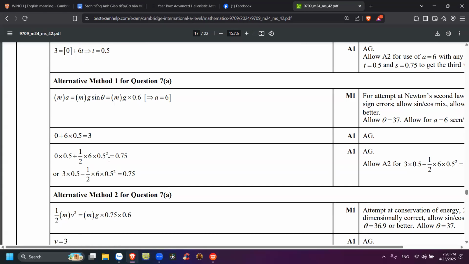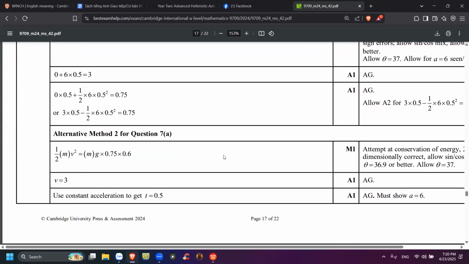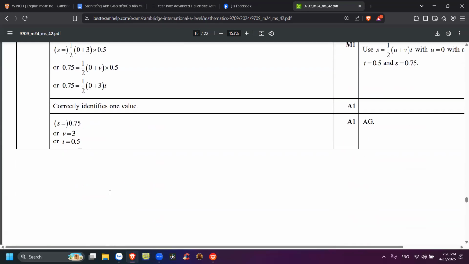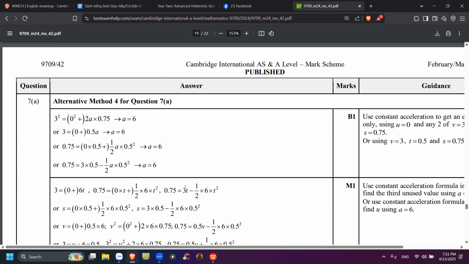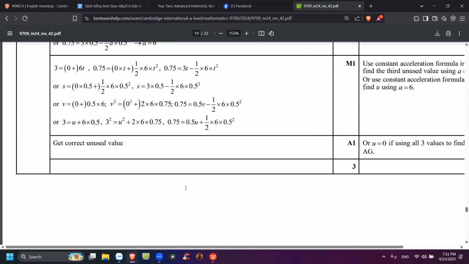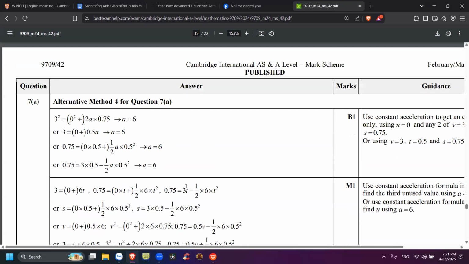Half mv squared, it's more of an energy method. In general, any method works for question 7A. Okay, there are so many alternative methods. We have a lot of ways to solve one question. Four alternative methods already.